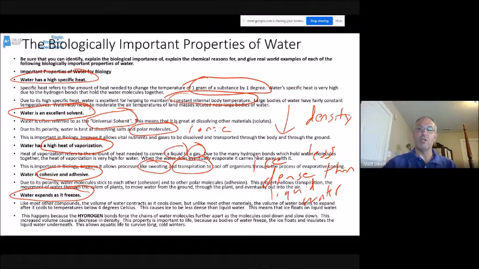So these are all hugely important properties of water. They're really important for life, and most all of them happen because of the polarity of the water molecule.